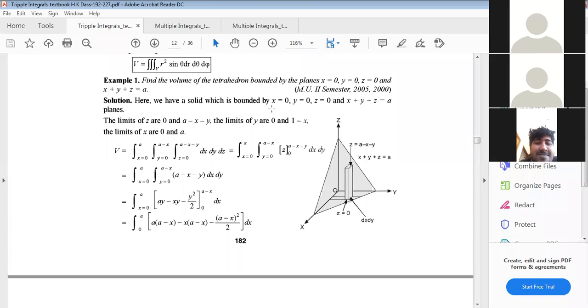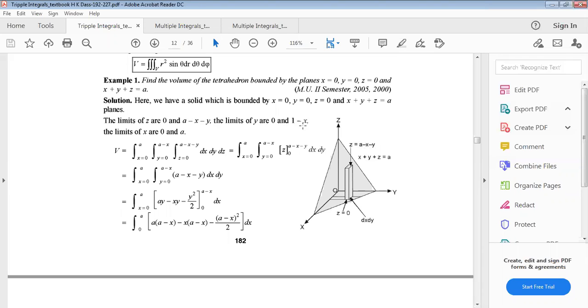Now here we have a solid bounded by x equals 0, y equals 0, and z equals 0, which are all planes. X equals 0 means the yz plane, y equals 0 means the zx plane, and z equals 0 means the xy plane. Then the limits of z are 0 to a minus x minus y. The limits of y are 0 to a minus x, and the limits of x are 0 to a.